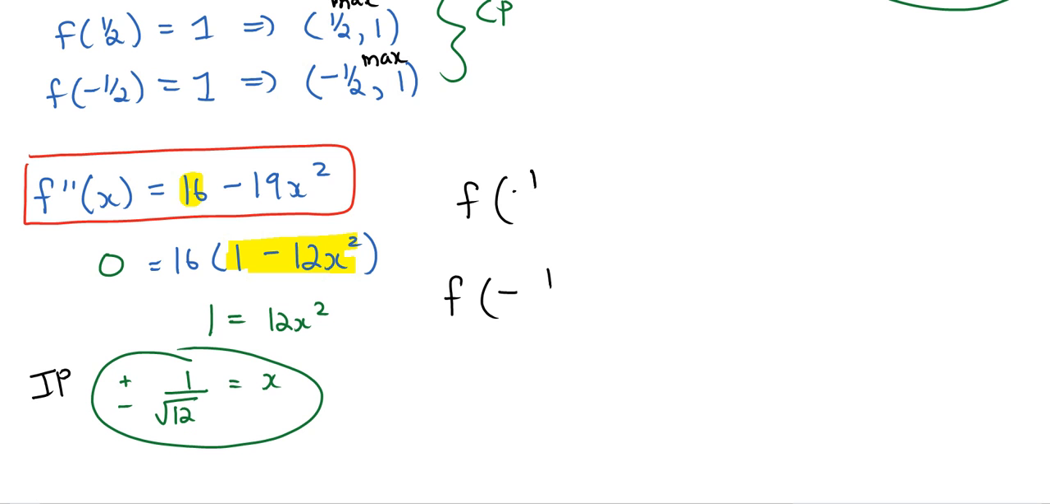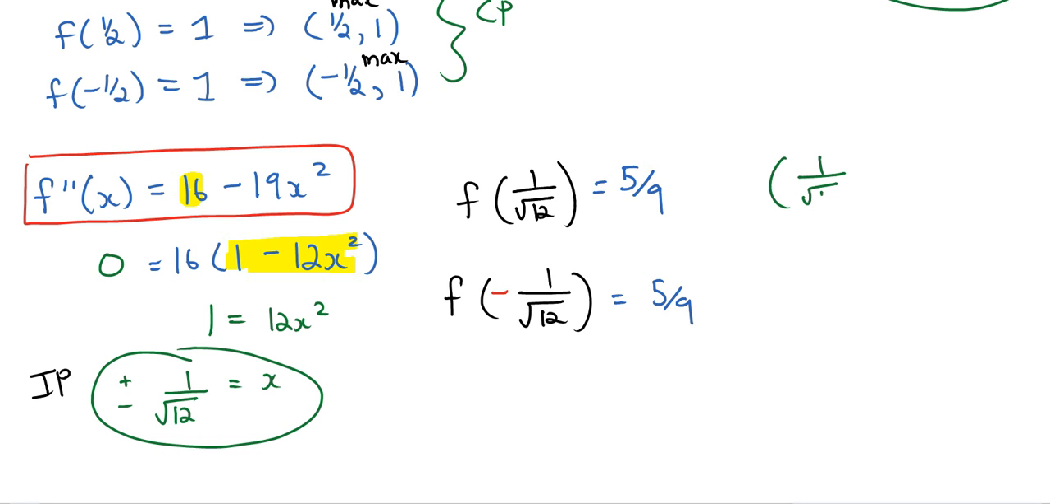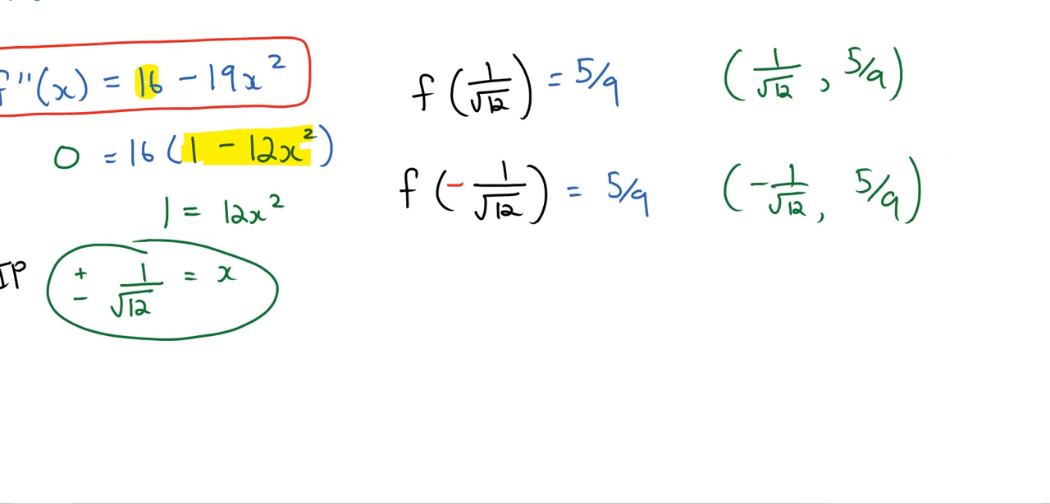This is 1 over root 12, and this will be -1 over root 12. I'll put a minus sign there. I would go ahead and use your scientific calculator here. This is going to give me roughly 5 over 9. So that means my inflection points are 1 over root 12, comma 5 over 9, and -1 over root 12, comma 5 over 9. Okay, so those are my inflection points.